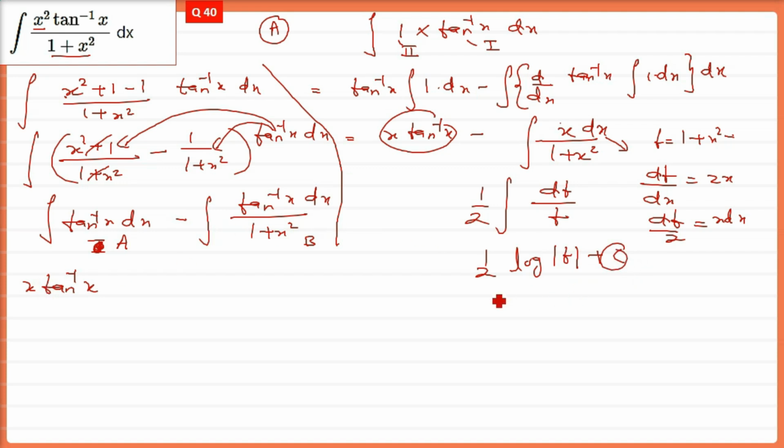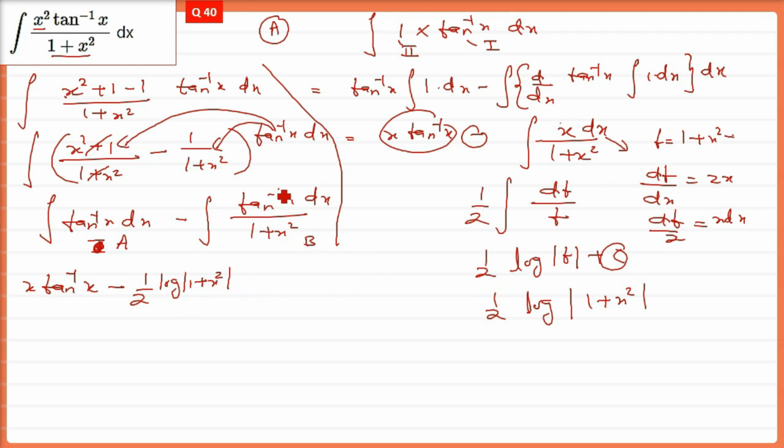See, the constant of integration will come everywhere. You can just combine them in one simple constant of integration. So now replace t by 1 plus x square. Half log 1 plus x square is there. Negative is already there. So I am now writing the final term: minus half log 1 plus x square.